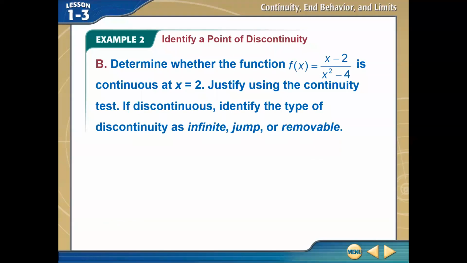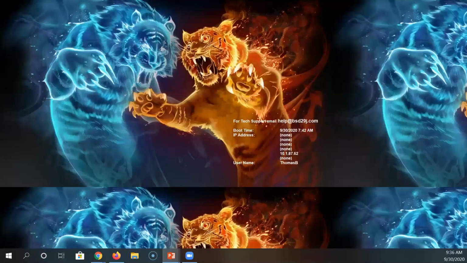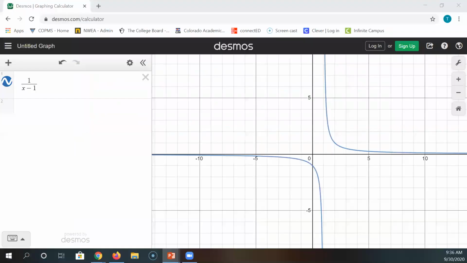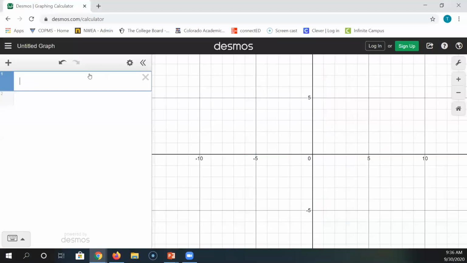Okay, the second example, letter B: determine whether the function f of x, which is equal to x minus 2 divided by the quantity of x squared minus 4, is continuous at x equals 2. Justify using the continuity test. If discontinuous, identify the type of discontinuity. So the first thing I'm going to do is type in x minus 2 on the top, divided by x squared minus 4.